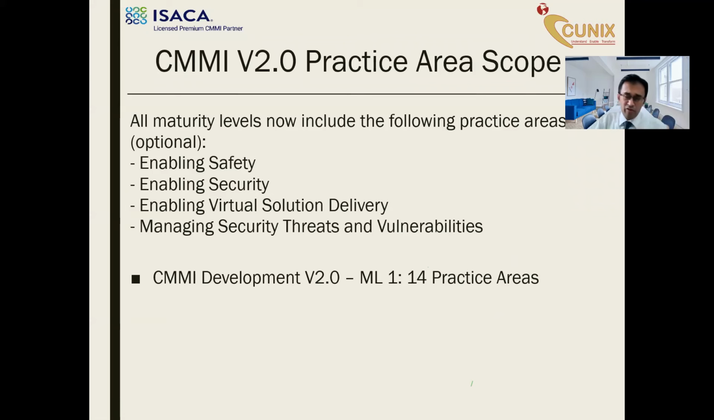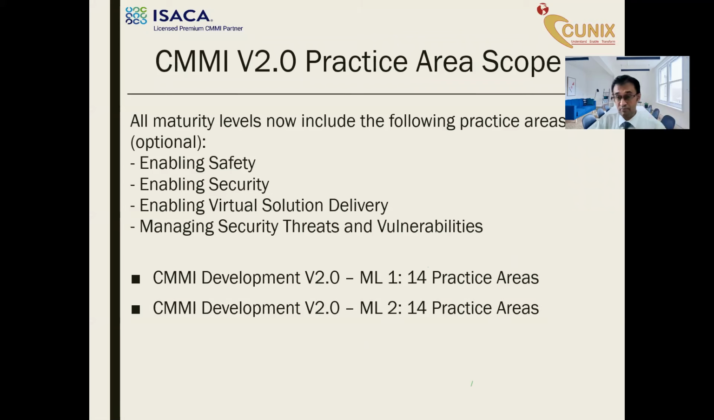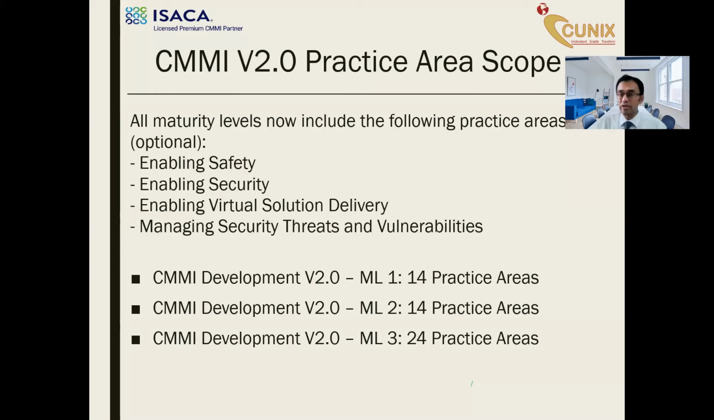Okay. Now, what if you target the first applicable maturity level in appraisals, which is level 2? Well, you still have 14, or I would say 10 if you don't select any one of these, because as I said, they are optional. So even at level 2, now you have to take care of 10 practice areas for CMMI development version 2.0. That's a difference for you. At level 3, well, the whole suite is applicable. The whole list of practice areas is applicable. There are 20 practice areas for CMMI development version 2.0 total.